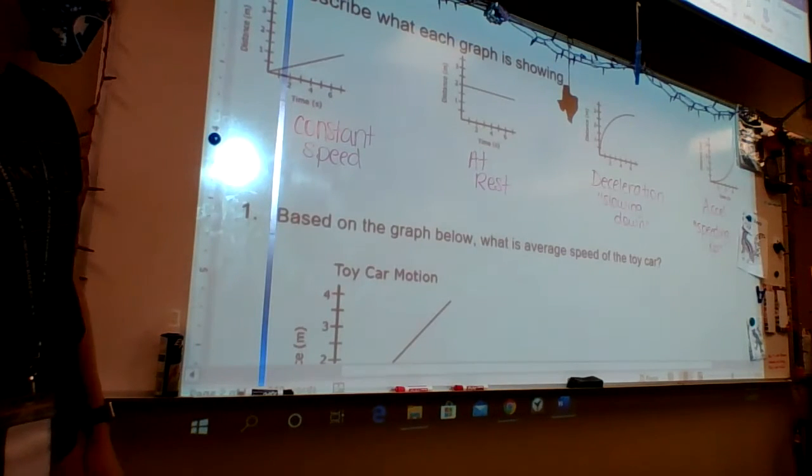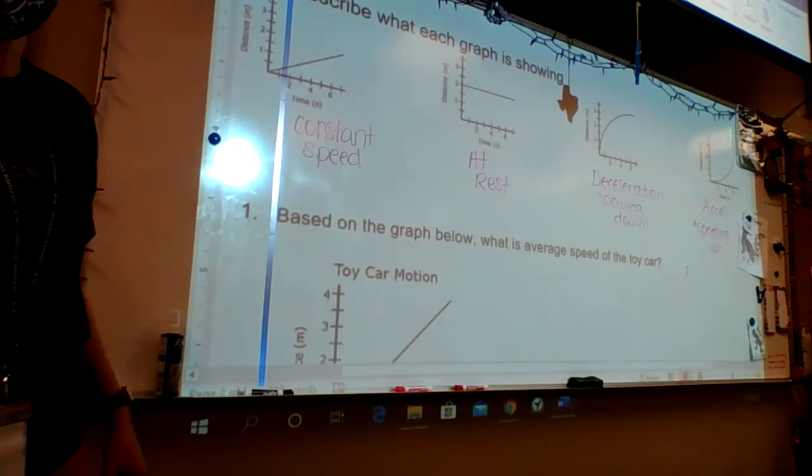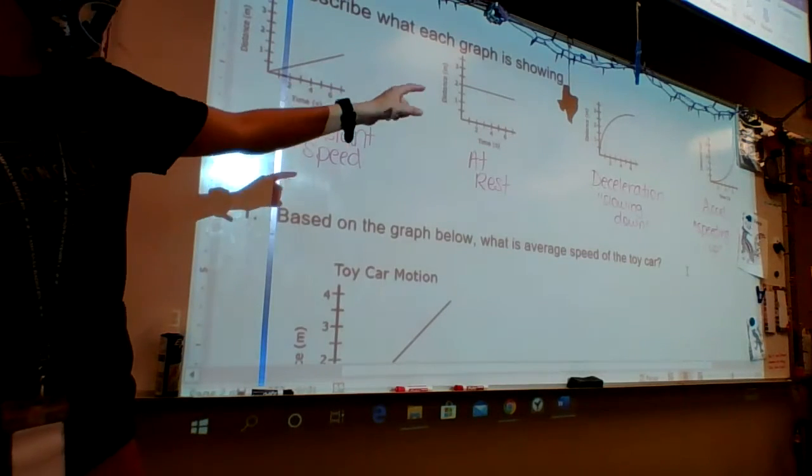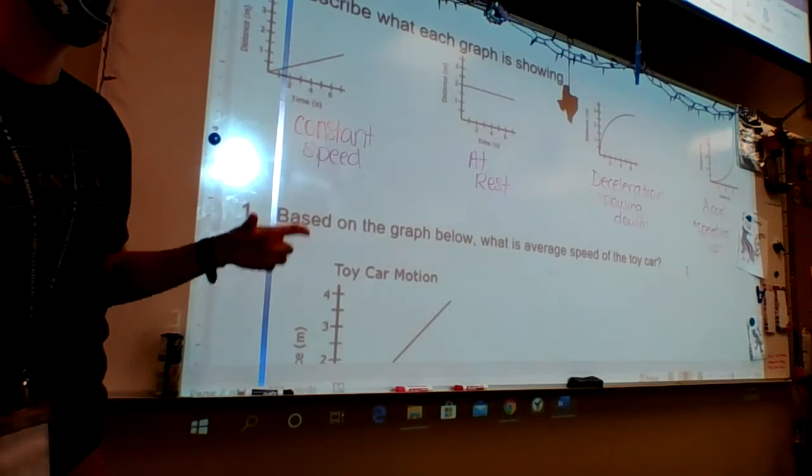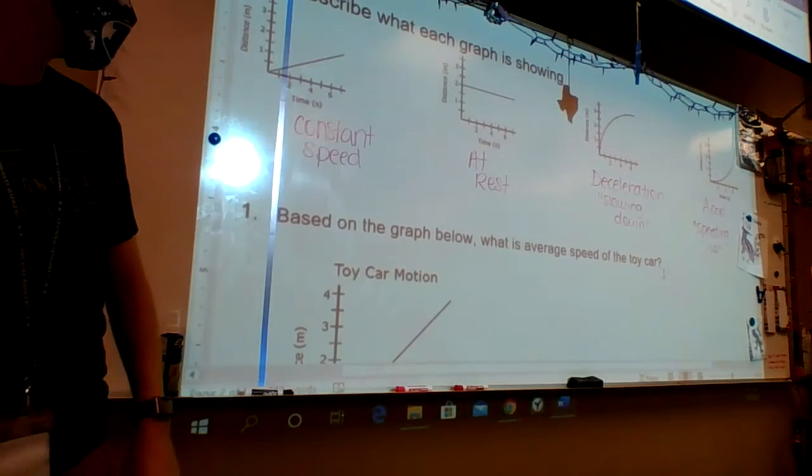Okay? There are going to be multiple choice questions kind of similar to this where you have a picture of a graph and it wants to know what that type of line represents.